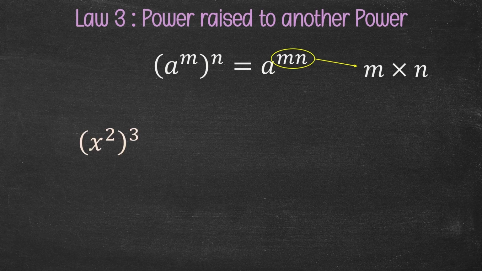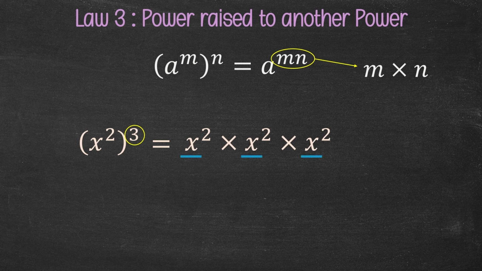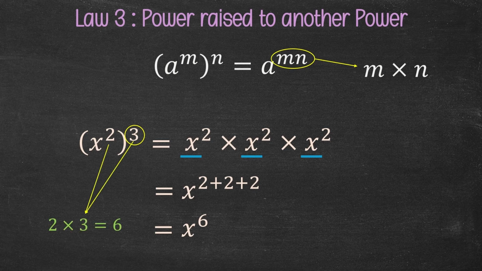Look at this example. We've got x squared in brackets raised to the power of 3. The outside exponent is 3. That means that x squared is being repeated 3 times. So what do we have here? Yes, we have multiplication with the same base. That means we can add the exponents. X to the power of 2 plus 2 plus 2. And that gives us x to the power of 6. But instead of writing it out every time, we can just multiply the exponents. And this is why the law says when a power is raised to another power, we multiply the exponents.